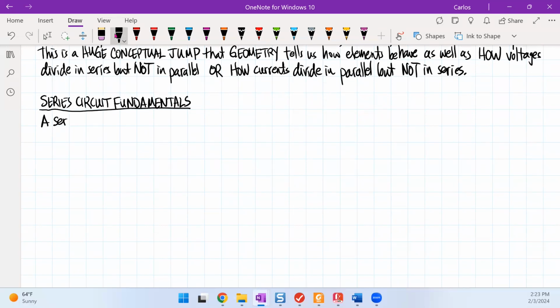A series element have one common node between two elements.